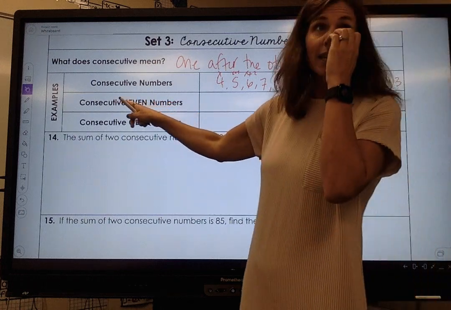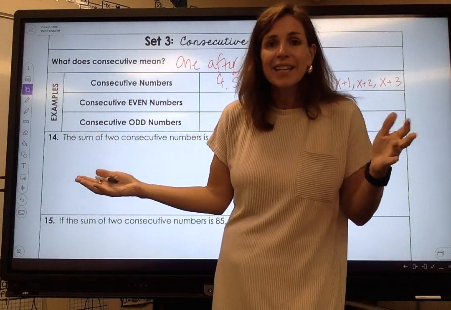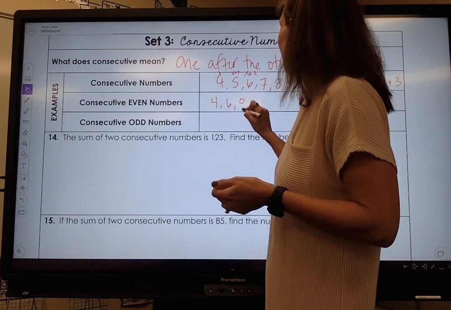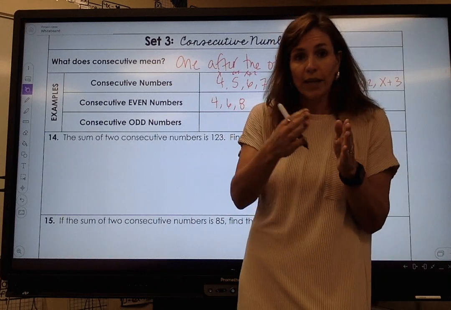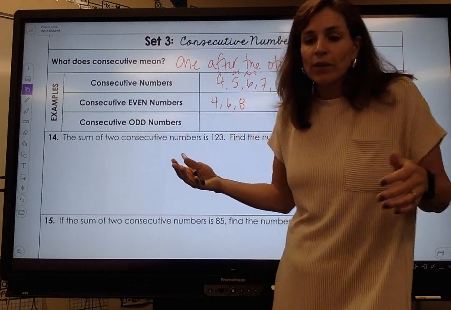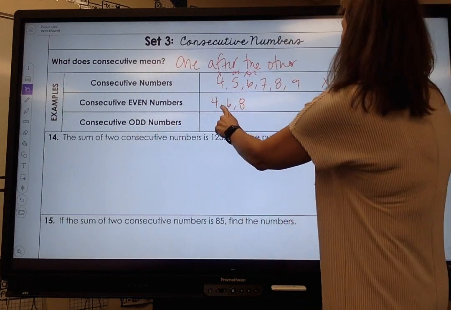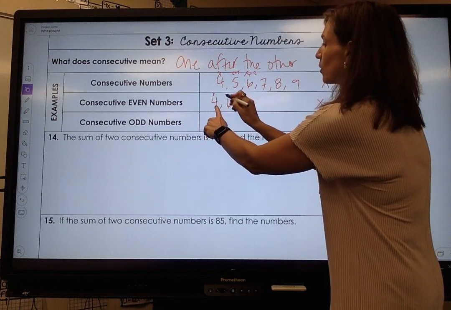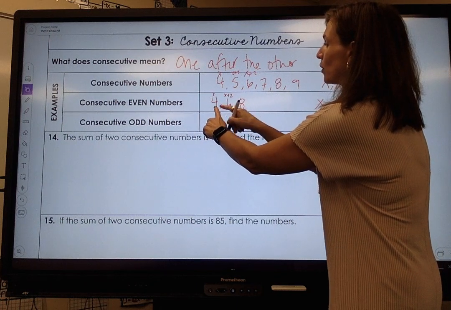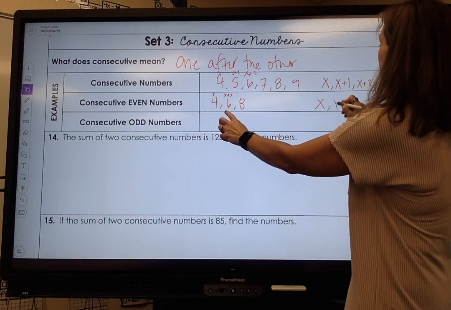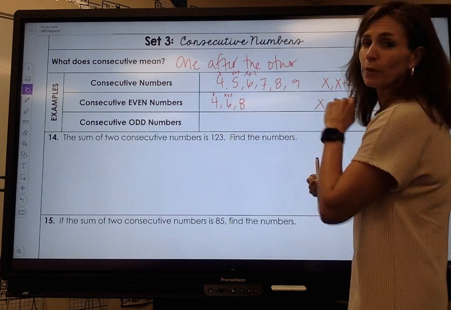All right, consecutive even numbers. What's a consecutive even number? Well, it would be like 4, 6, 8, and so on. The in order even numbers. But let's say you don't know your first one. What does that look like? Well, my first number is x, right? Here. How do you get to 6? You take your original number and you add 2. So my second number in this pattern is going to be x plus 2.